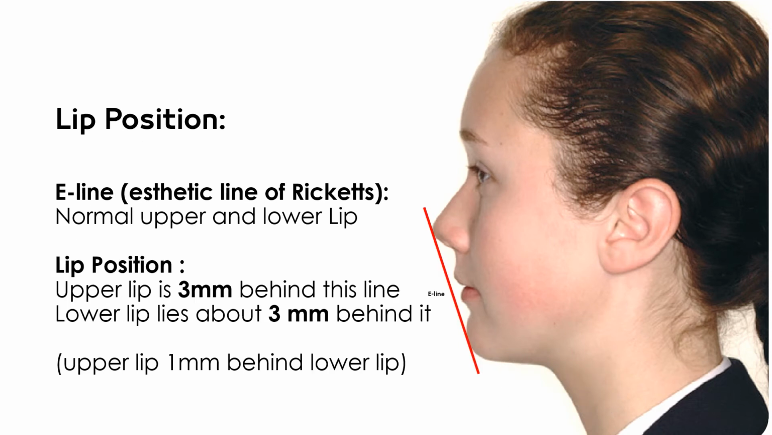Now let's talk about the lip position, the E-line or esthetic line of Ricketts. There is normal upper and lower lip. The position of the upper lip is 3 mm behind this line, and the lower lip lies 3 mm behind it as well, and the upper lip is 1 mm behind the lower lip.